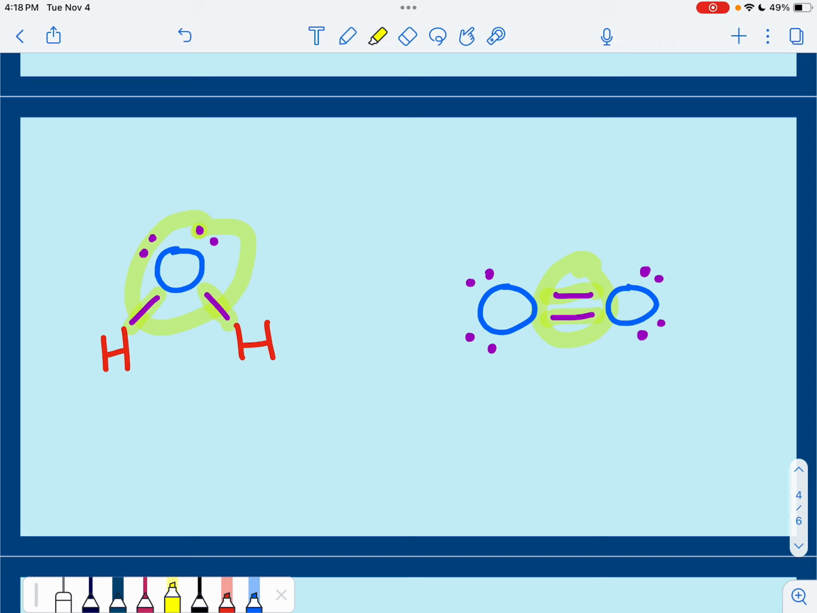So remember, group 16, 6 valence electrons, 2 unpaired electrons, and that leaves 2 bonds for oxygen.